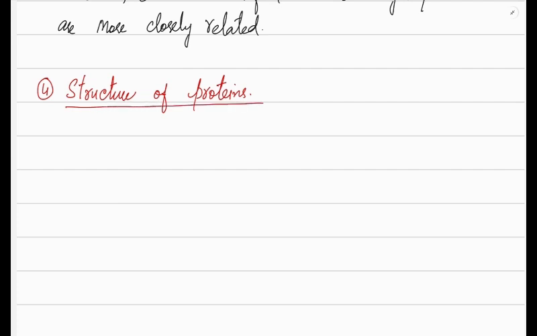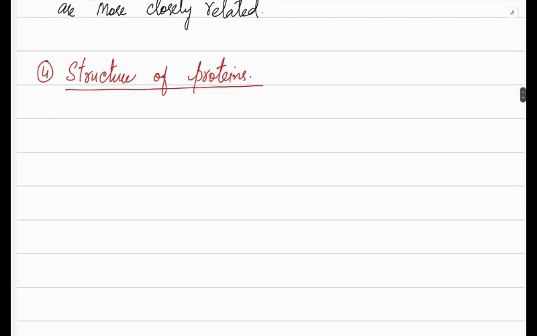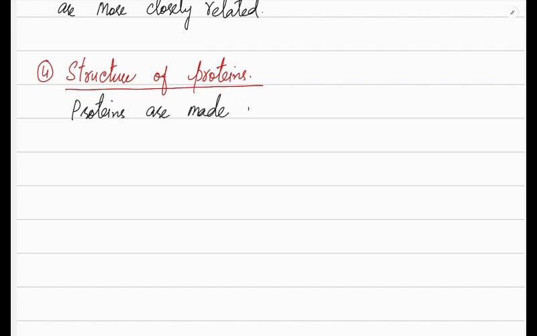After that, we have one more basis of classification, that is structure of proteins. Likewise, the DNA is made of small units, that is bases. Same way, proteins are made of amino acids.